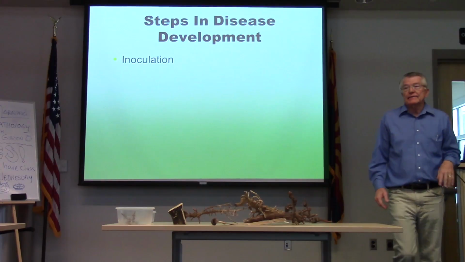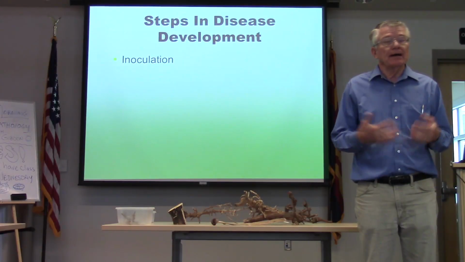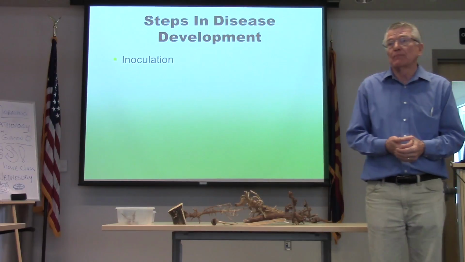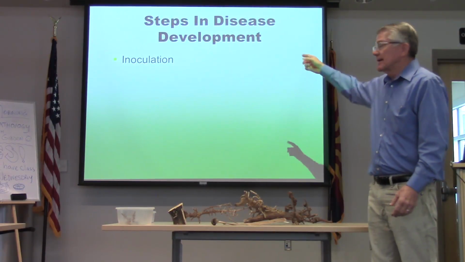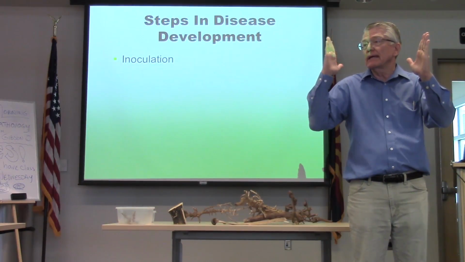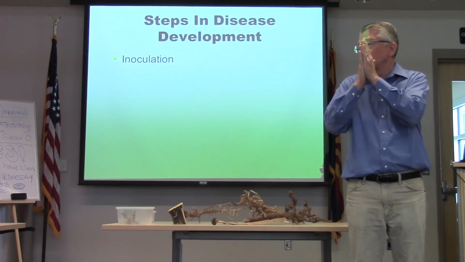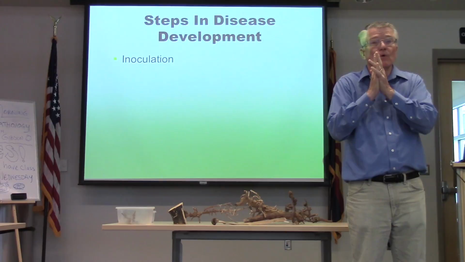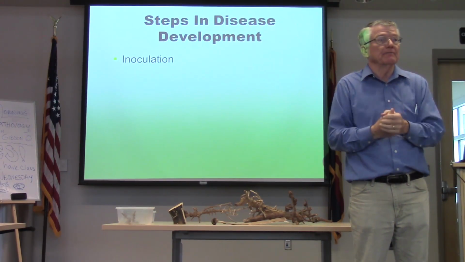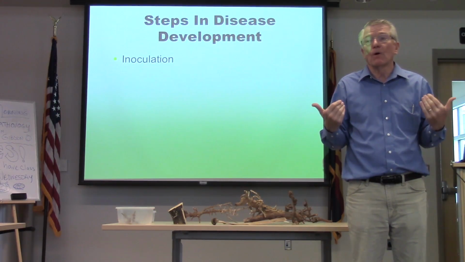So let's take a look at the steps in infectious disease. How does a disease organism invade and overwhelm the defenses of a plant? First, there has to be inoculation. Inoculation means that the pathogen must come in contact with a susceptible host. It has to be in contact. I am not going to get a cold unless the cold virus gets inside of me. That usually is through the nose or the mouth.